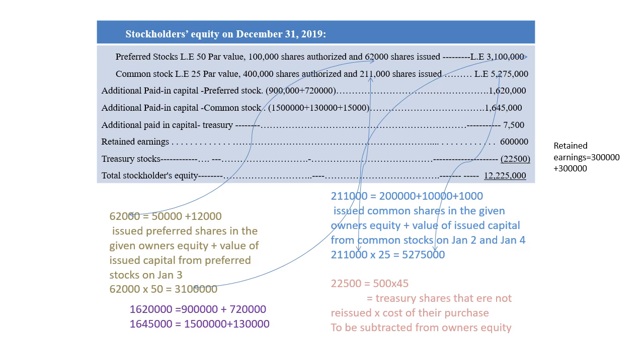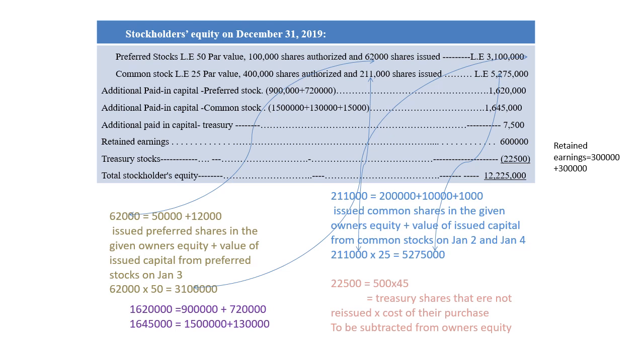So I wrote the issued shares as 62, not 50. We calculated it as 50, but I added 12 because 12,000 shares of the preferred stocks were issued on January 3. After you calculate the 62, you multiply the 62,000 by the par value 50 to get the value of the preferred stock capital, 3,100,000. And the same for the common stocks.